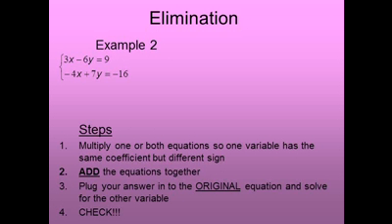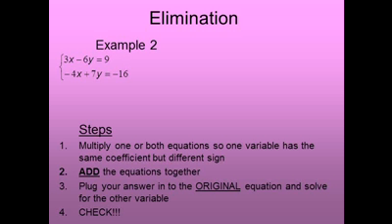So now if we look at a second example, here we have 3x minus 6y equals 9, and negative 4x plus 7y equals negative 16. Here we've got 3x and negative 4x. If we think about what to multiply them by, the least common multiple between those two would be 12, so we can multiply them to get 12. With 6 and 7, the least common multiple we could get is 42, so we'd have to multiply each equation by either 6 or 7 to get to 42.